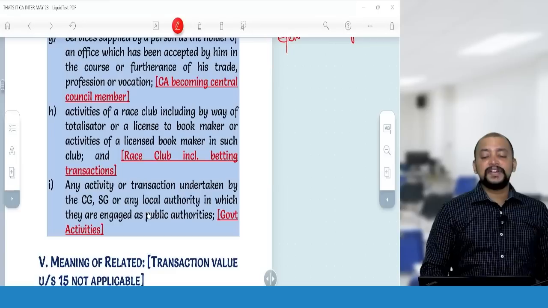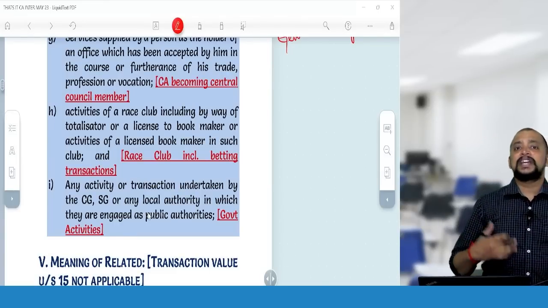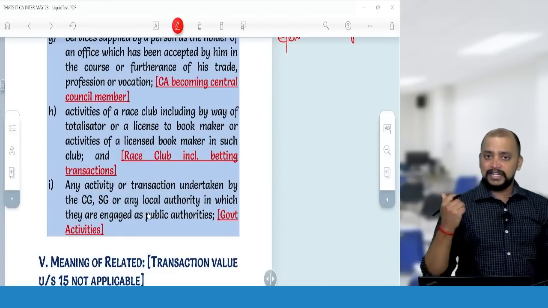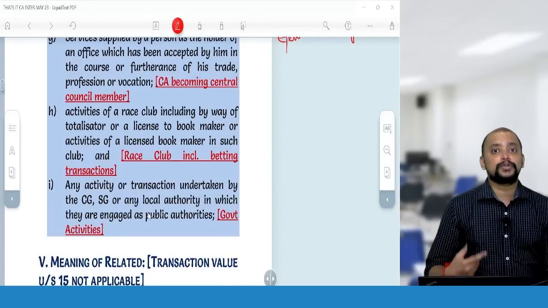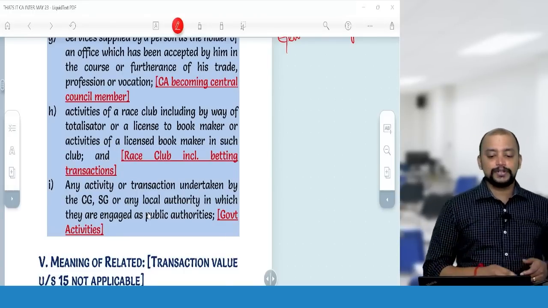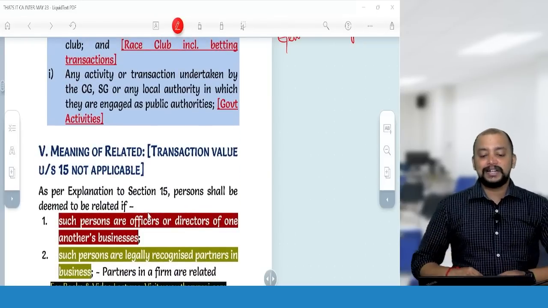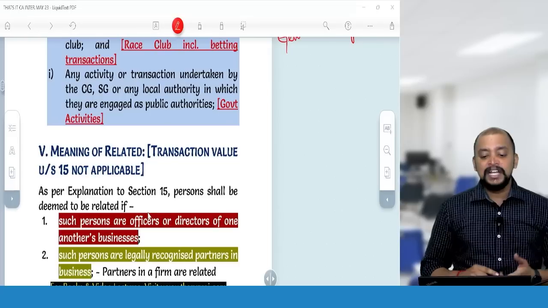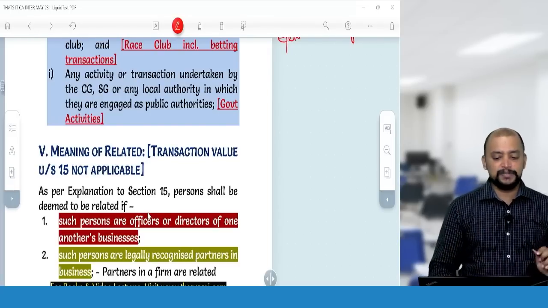Then activities of a race club. So race club conducts a lot of activities. All those activities, including entry tickets or sale of food, etc., will be treated as business, including the betting transactions. They may give license to a person to conduct the betting transaction. That license fee also will be treated as business. Then any activity or transaction undertaken by central government, state government or local authority in which they are engaged as public authorities, that is, all government activities, will be treated as business.